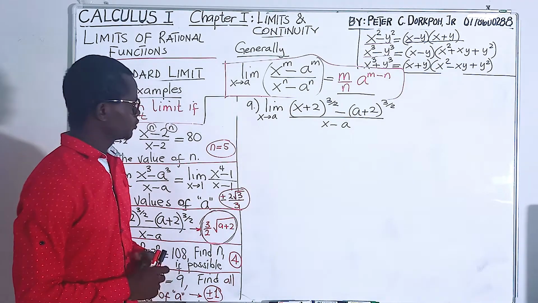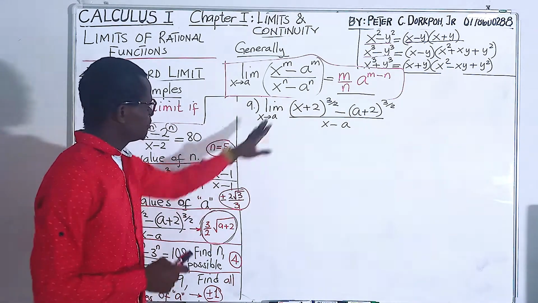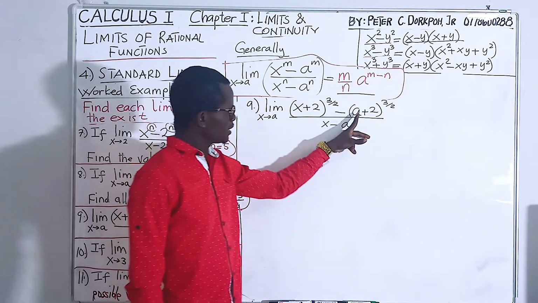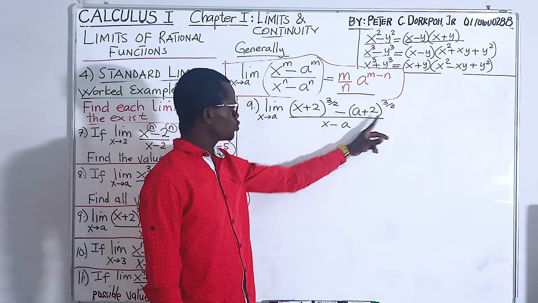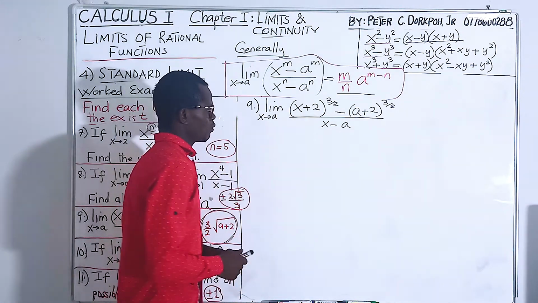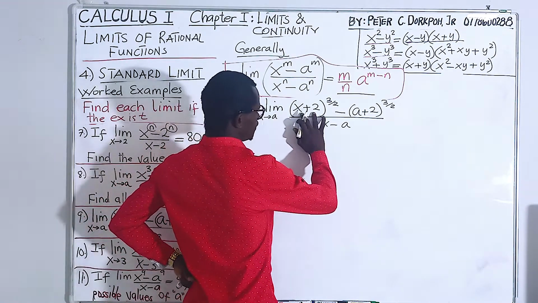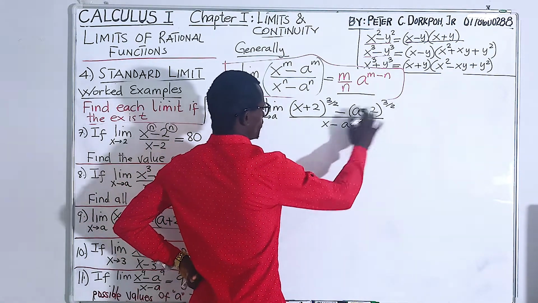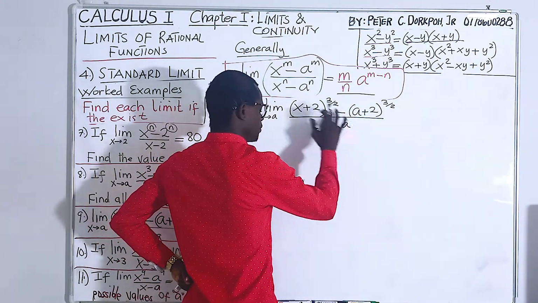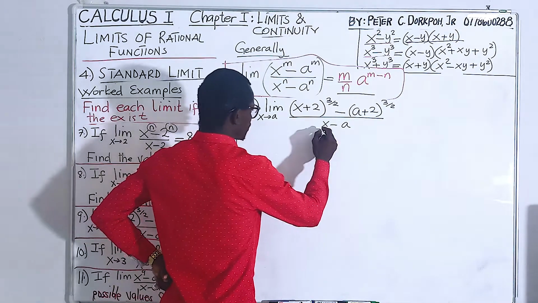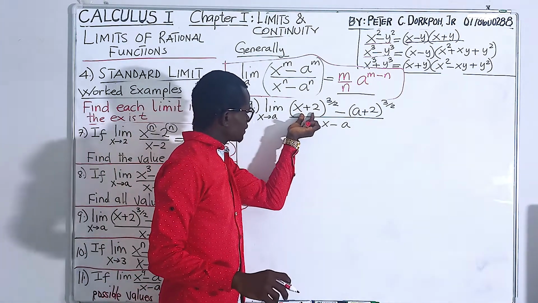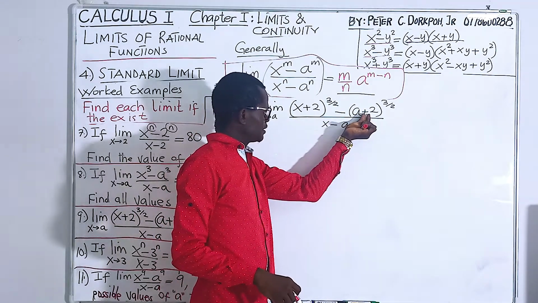Now let's do the next one. This one says the limit of x plus 2 raised to the power 3 over 2 minus a plus 2 raised to the power 3 over 2, divided by x minus a. Now, we observe that the bases in the numerator are all being raised to the same power. That is correct. There's a minus sign between them. It is also correct. But let's look within the denominator. The base right here, is it the same base here? No.